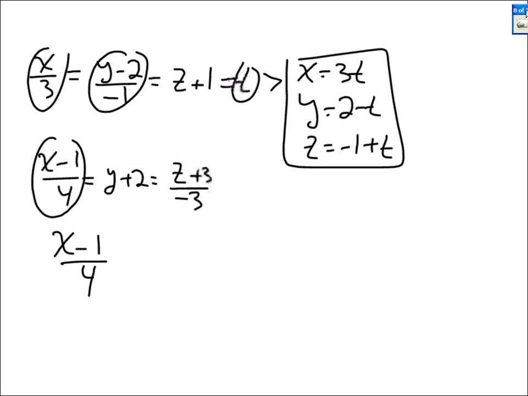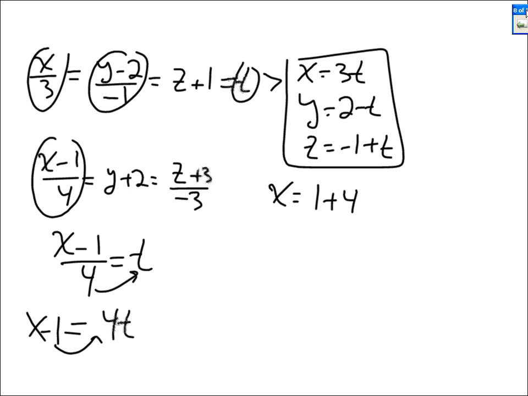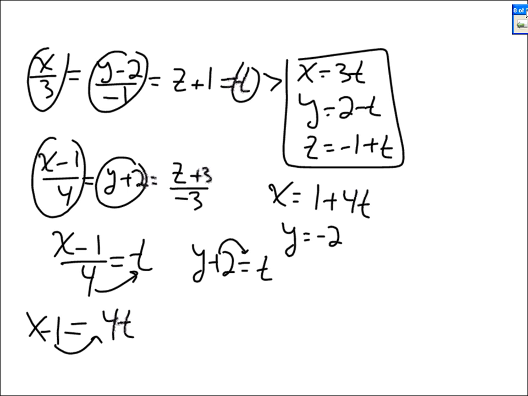X minus 1 over 4 is t. So 4t is equal to x minus 1. Add the 1 to the other side, and you get that x is equal to 1 plus 4t. Y plus 2 equals t. Bring the 2 to the other side, it's negative 2. So y is negative 2 plus t.